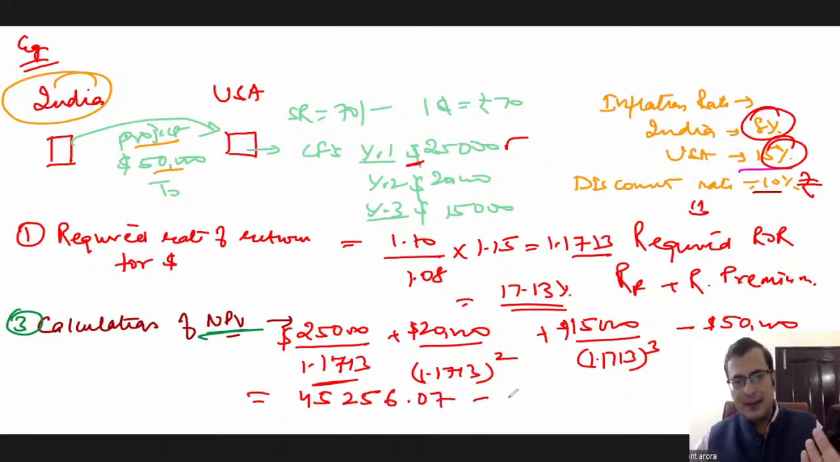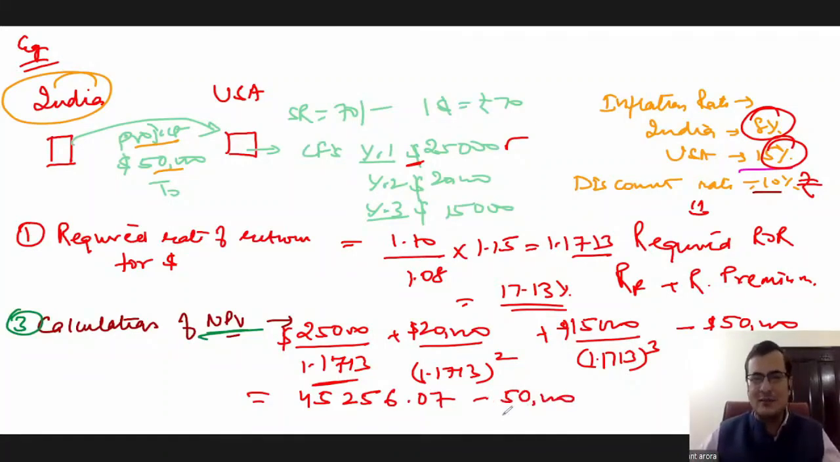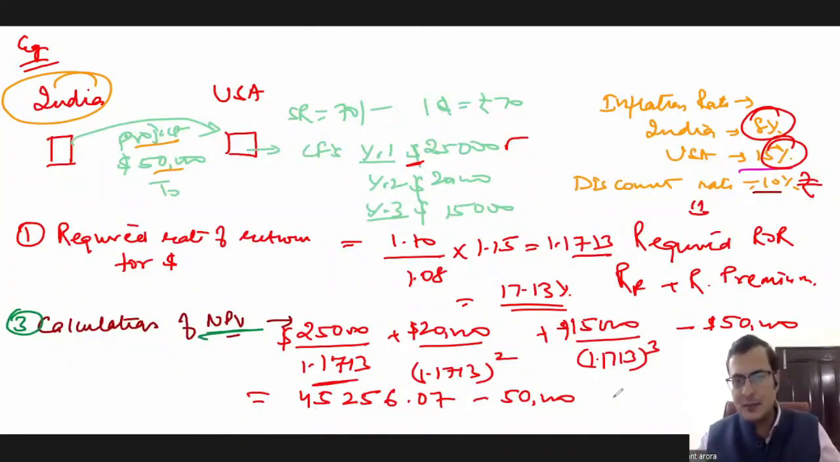45,256.07 minus 50,000. Sir, this is negative NPV. Yeah, earlier also it was a negative NPV, if you remember. Yes, sir. So this will be reduced by 50,000. Okay. But sir, this is not coming as equal. Wait. 4743.92. Okay.